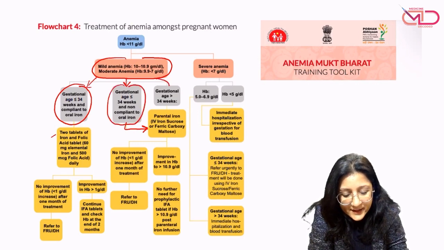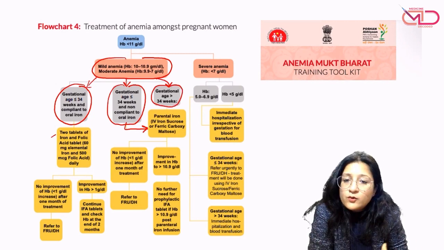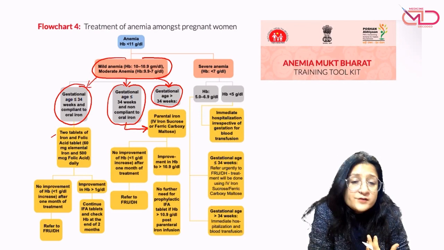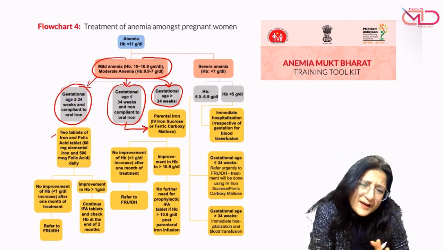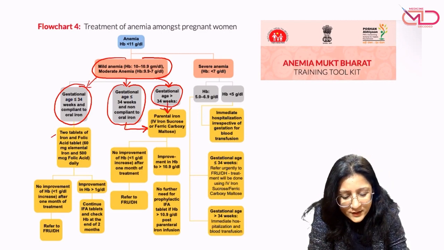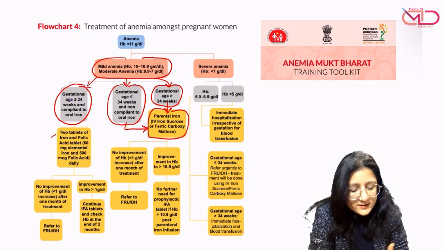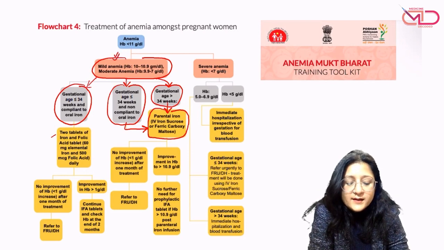Then if the gestational age is more than 34 weeks, like I said, already I want to ensure that whatever it is her deficiency of iron, I should give that iron to build up her iron stores. I have less time. I cannot rely on oral iron therapy. I'm not even sure if she's going to take the entire tablets, if she's going to tolerate or not. So in this situation, I prefer parenteral iron, right? So indications for parenteral iron: gestational age less than 34, non-compliant to oral iron; gestational age more than 34, definitely prefer parenteral iron in cases of mild to moderate anemia.